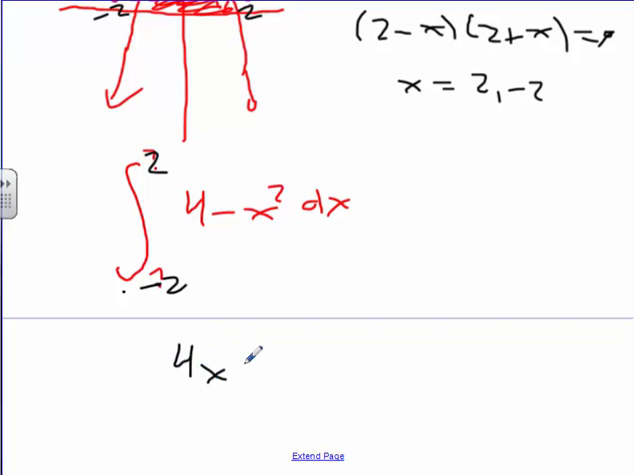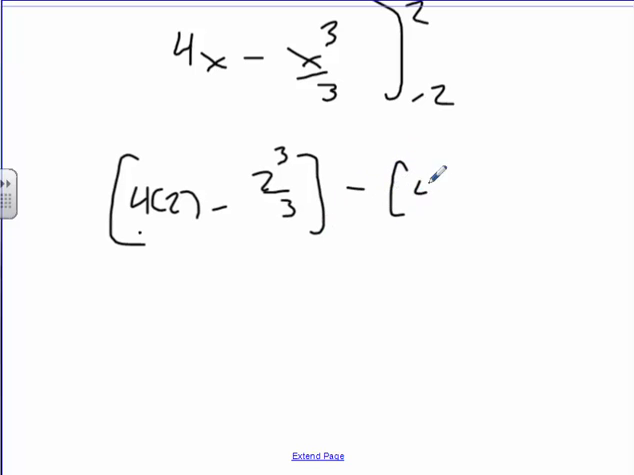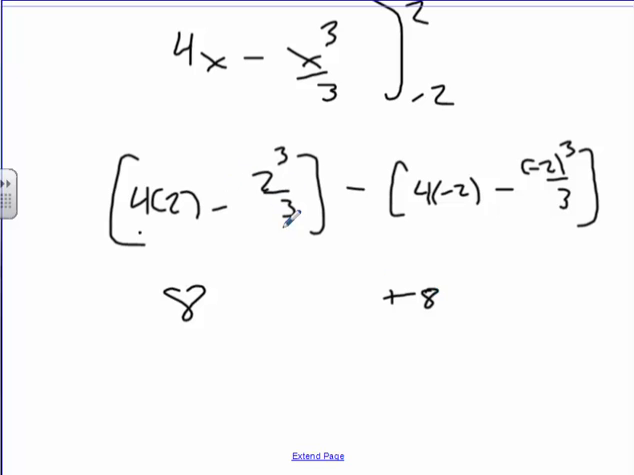So this will give you 4x minus x to the 3 over 3, plugging in negative 2. So 4 times 2 minus 2 to the 3 over 3. And then I'm going to subtract from that 4 times negative 2 minus negative 2 to the 3 over 3. This will give me 8. This will give me negative 8, with an extra negative will give me plus 8. This is going to give me negative 8 over 3.